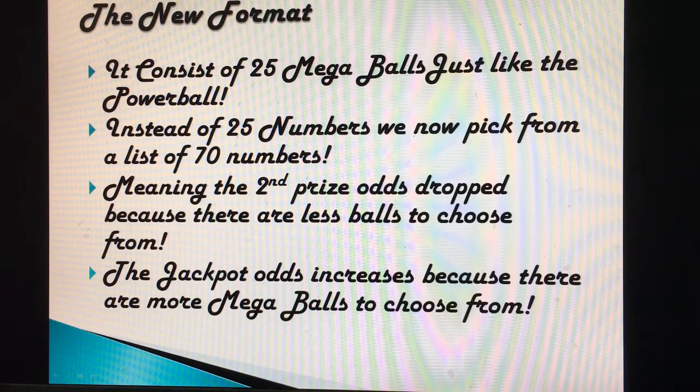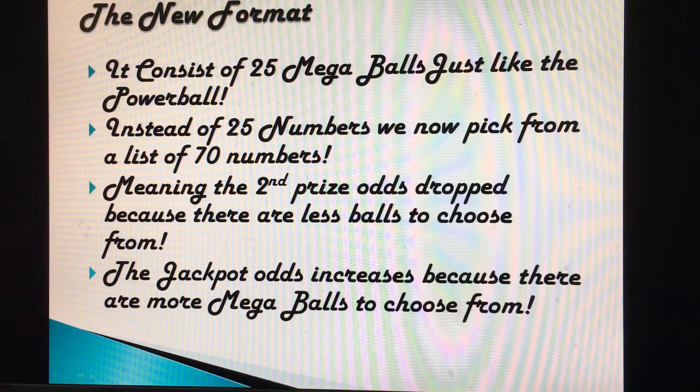And the new format consists of 25 mega balls, just like the Powerball. Instead of 75 numbers, we now pick from a list of 70 numbers. The overall balls, including the mega ball, when you combine them, are more balls to choose from. Just the normal balls decrease from 75 to 70, so you have 5 fewer normal balls to choose from.